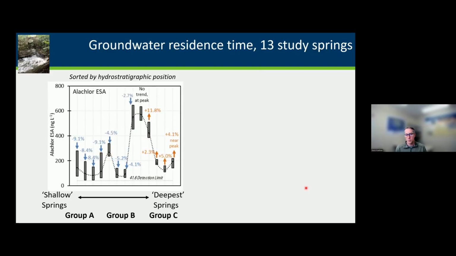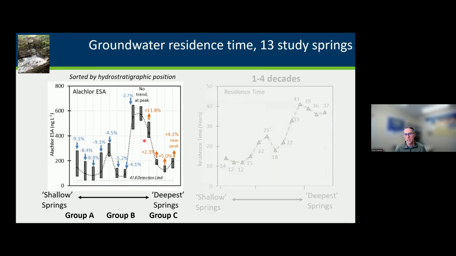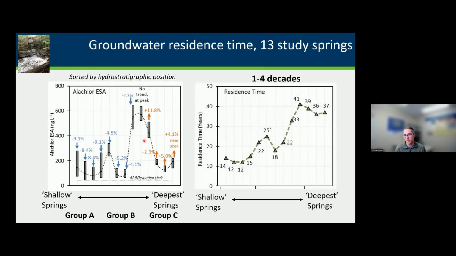So what we see here is on all these shallow springs, we see a lot of decreasing alachlor concentrations, which makes a lot of sense since we stopped using it back in the late 90s. But what's interesting is we do see a lot of these sites that have these deeper sites that are lower in the profile, they are all increasing. And so based on that relationship and comparing that to the alachlor usage across the state, we can then estimate the age of that water.